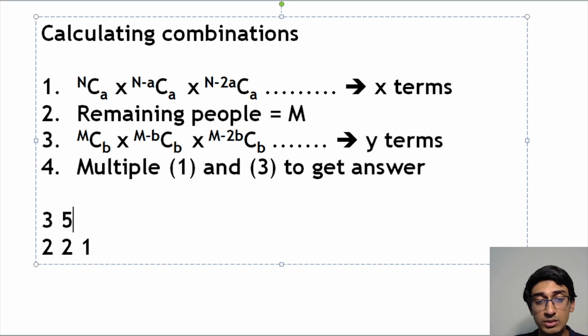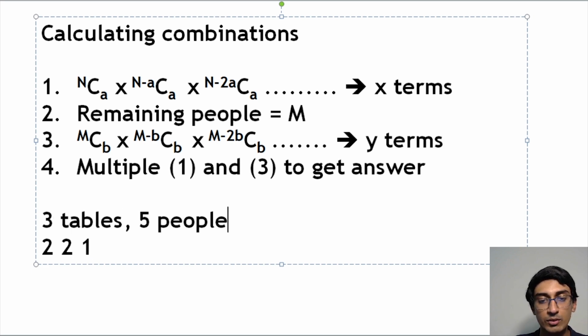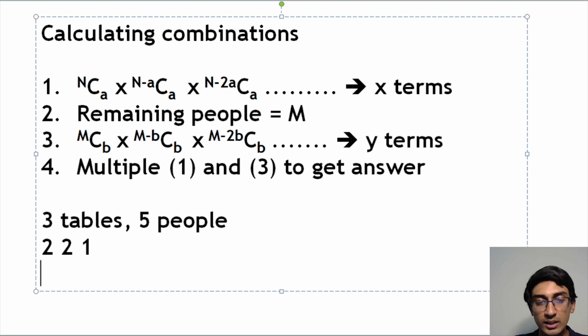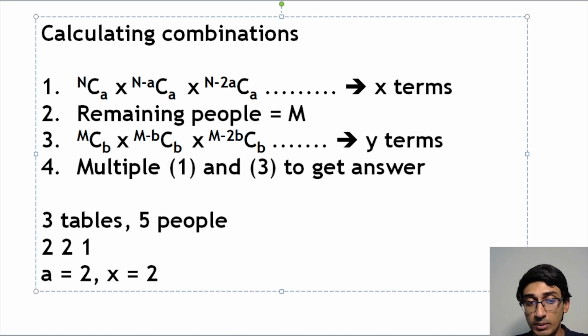The 3 tables, 5 people. We would divide it like this. So over here, how many people are there in the type 1 tables? A is equal to 2, right? How many type 1 tables are there? This is nothing but X, which is, there are 2 such tables, right?